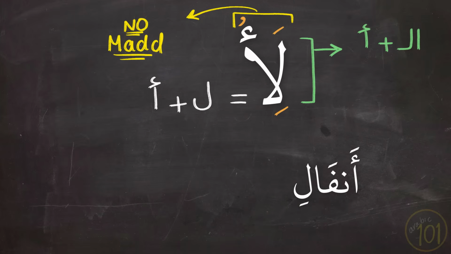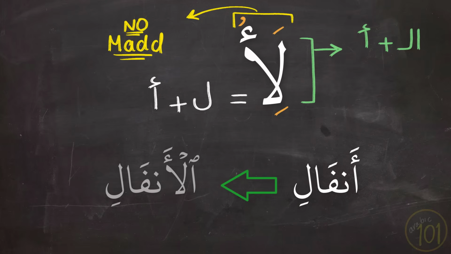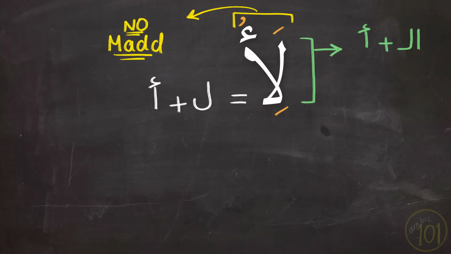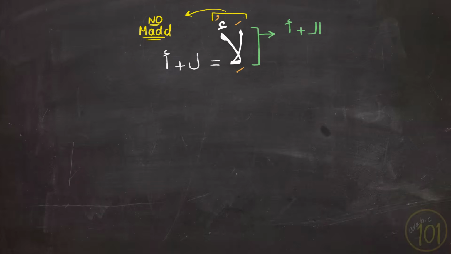So a word like anfal becomes al-anfal. So there is no natural med or any other type of extension in this part of the combination. And in context, it sounds like this.